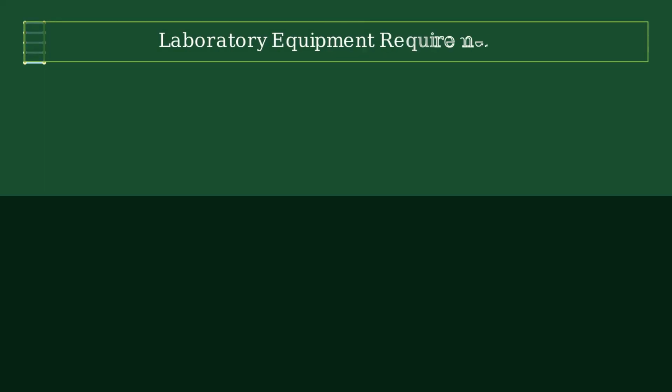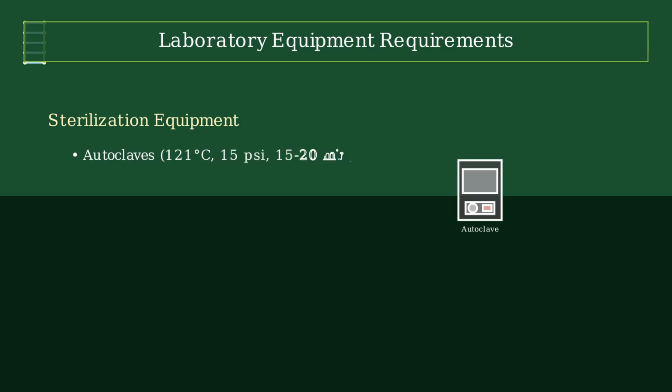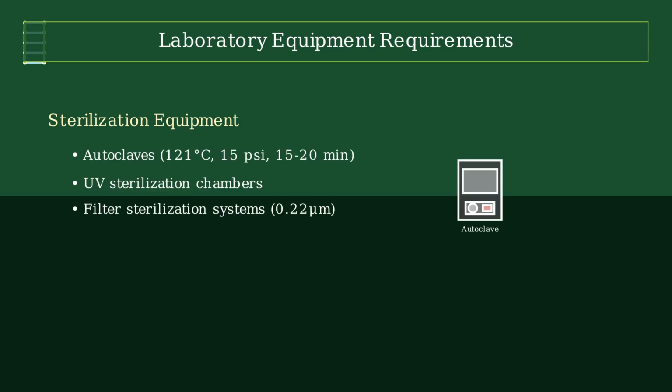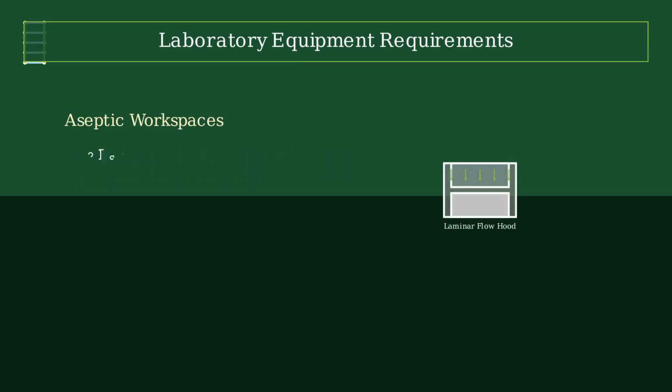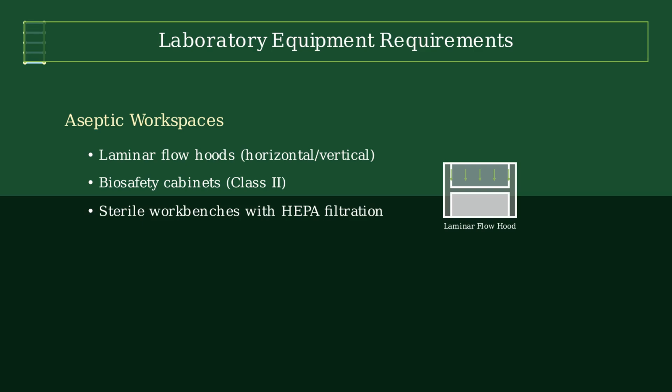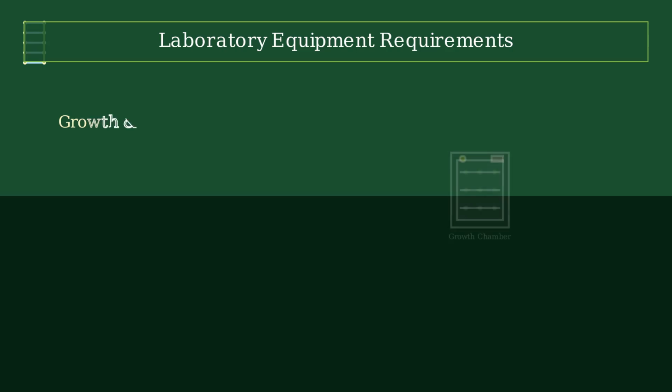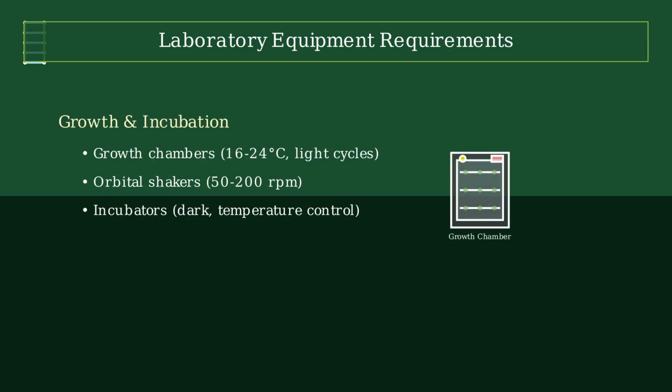For successful Agrobacterium-mediated transformation, specific laboratory equipment is essential. Sterilization equipment like autoclaves operating at 121 degrees Celsius and 15 psi are essential for creating sterile materials. These devices eliminate microbial contaminants that would interfere with transformation. Laminar flow hoods and biosafety cabinets provide sterile working environments by creating a positive pressure of filtered air. These workspaces are critical for handling plant tissues and bacterial cultures. Specialized growth chambers with controlled temperature, humidity, and light cycles are needed to maintain optimal conditions for both bacteria and plant tissues during transformation.